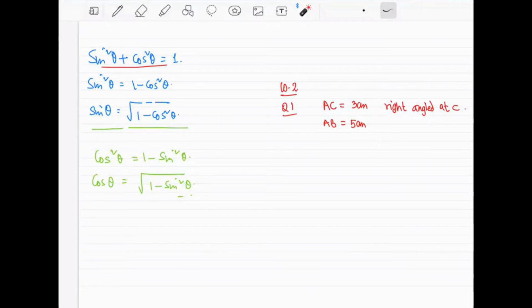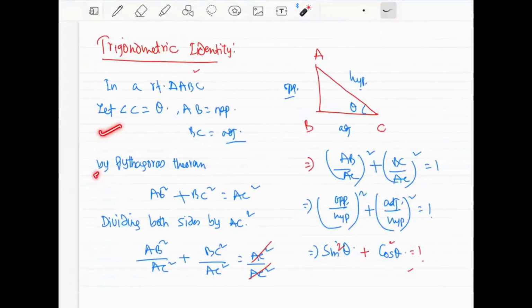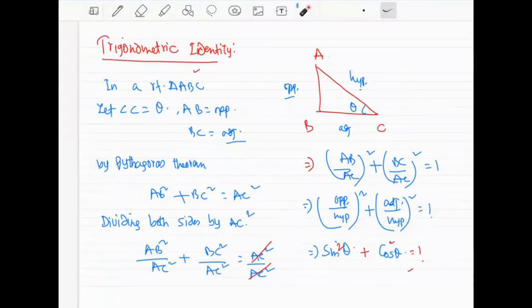You don't try to remember this part. You don't try to remember how we arrived at sine squared theta plus cos squared theta equal to 1. You just need to understand, okay? And you need to remember sine squared theta plus cos squared theta equal to 1. When you do revision for the exam, ignore this part, not necessary. What you have to remember is you focus on this part right here, sine squared theta plus cos squared theta. Okay, now I'm rubbing this part off.